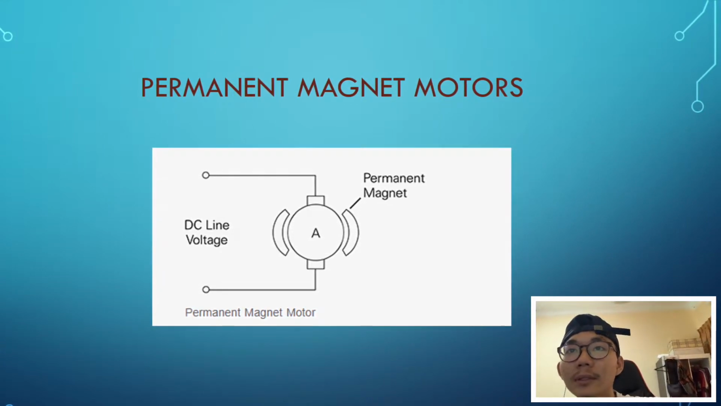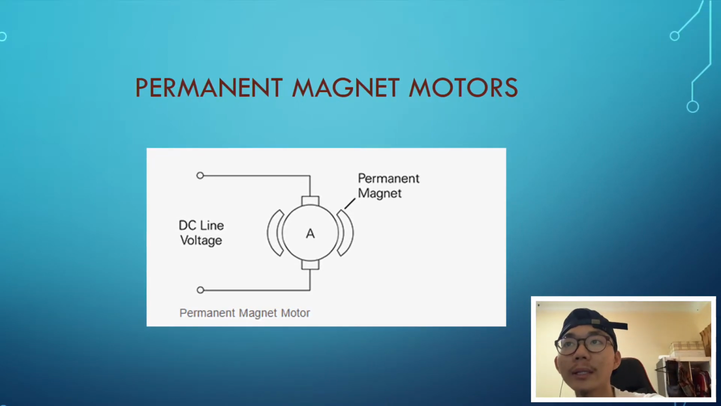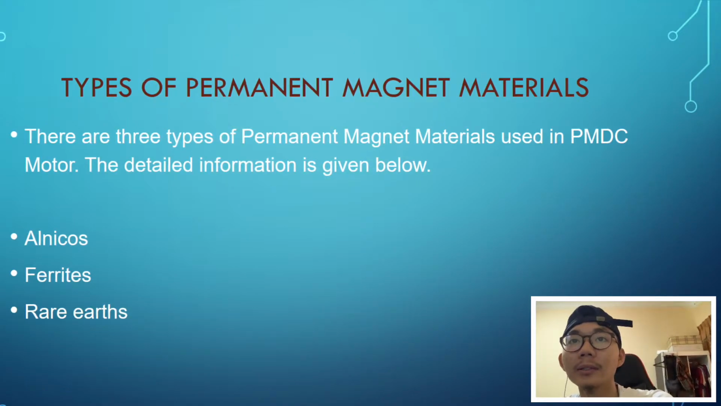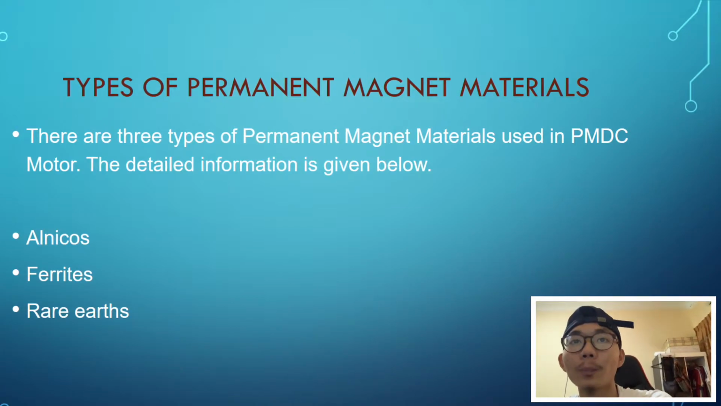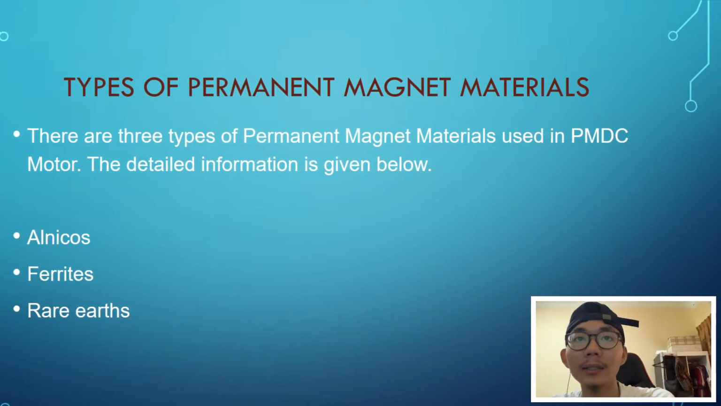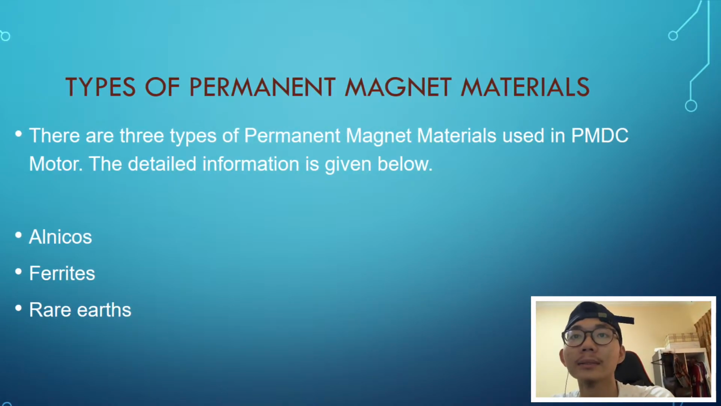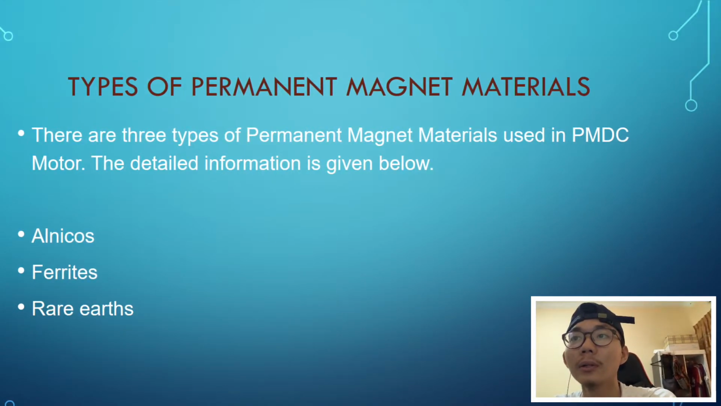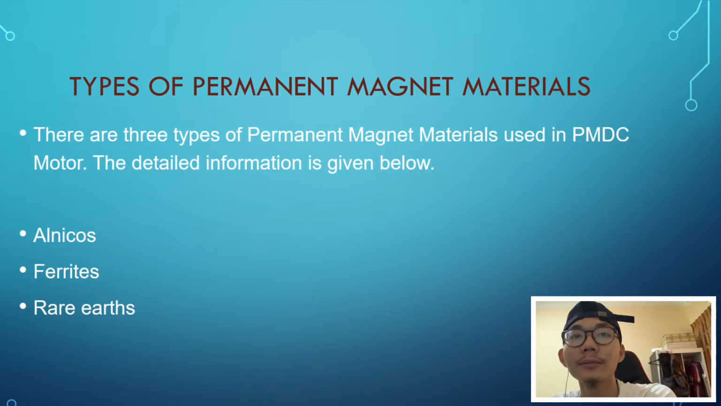Next, I will tell you about types of permanent magnet material. There are 3 types of material used in permanent magnet motor. First one is alnico. Alnico has a low coercive magnetizing intensity and high residual flux density, and it is used where low current and high voltage is required. Second is ferrite.